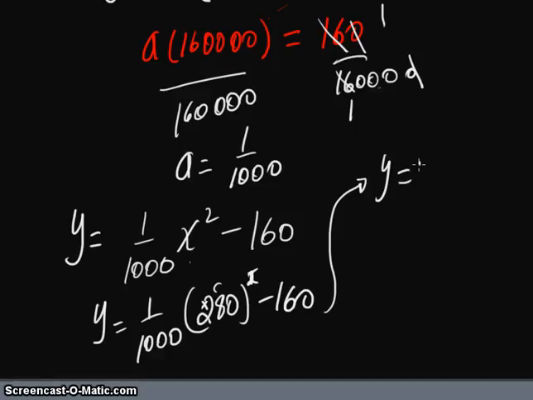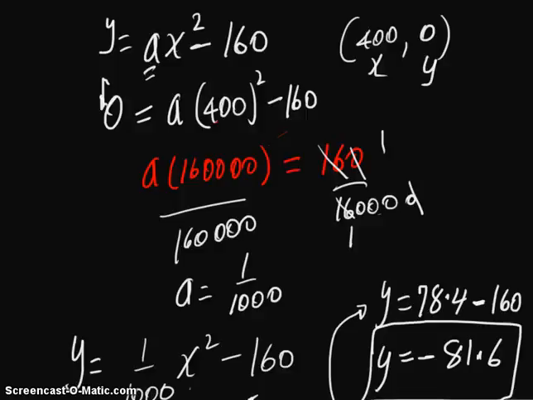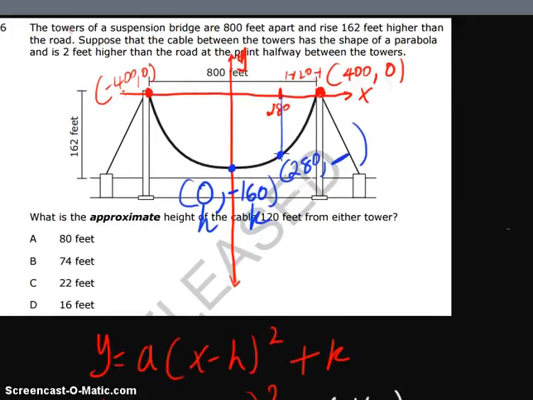So this becomes 78.4 minus 160. This is what I mean by it's going to be a negative answer. So when we subtract 160 from there, we get negative 81.6. This is a y coordinate. Now why did I get a negative? Well, if you look back at my grid, this coordinate is going to be under the x-axis, so this is going to be negative 81.6. So approximately we are 80 feet under the tower.